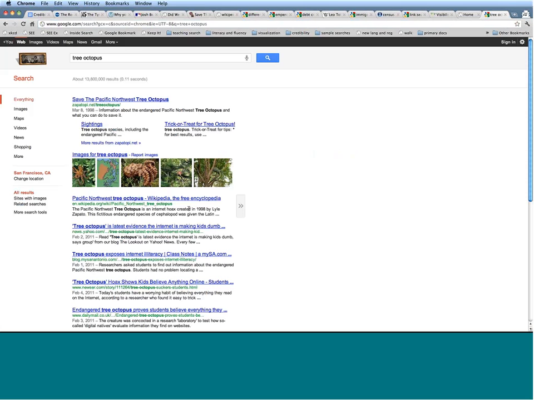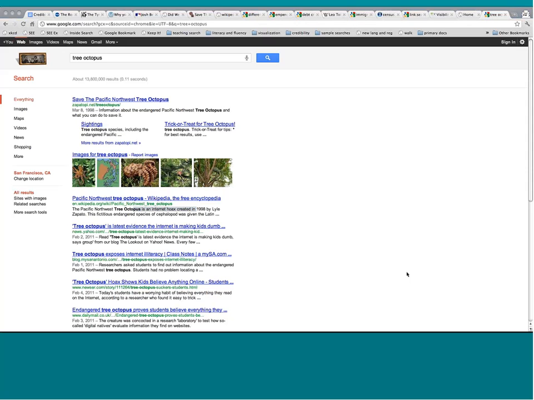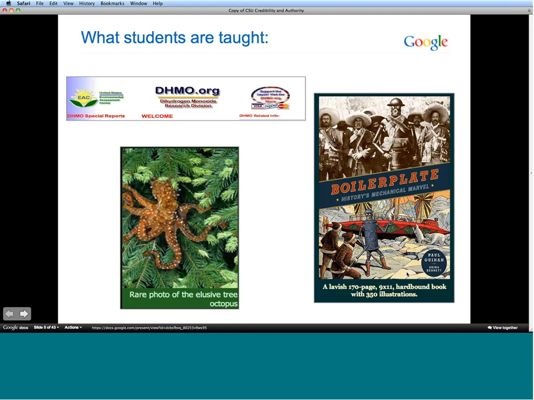When you do a search for tree octopus, you can see here just in the snippet for the Wikipedia entry that it's already labeled a hoax. It's another thing entirely when you find yourself looking at a source and it's not so much a hoax, but it's biased information or misinformation or old information. That's much harder. And so it's very difficult for students sometimes to make that leap.